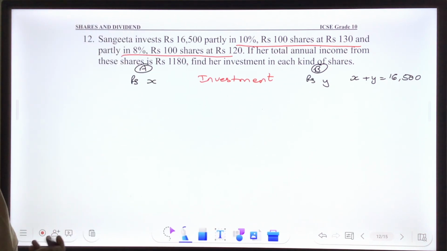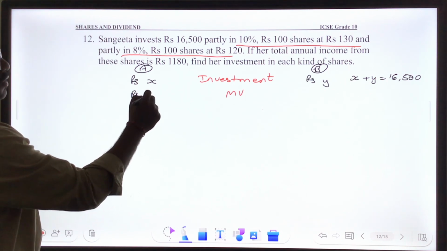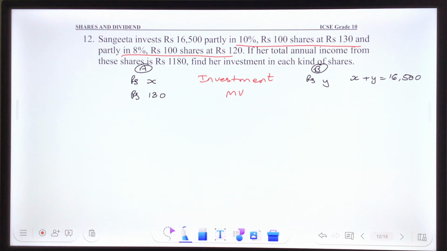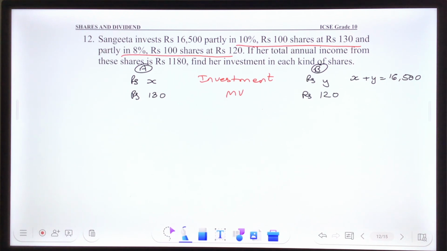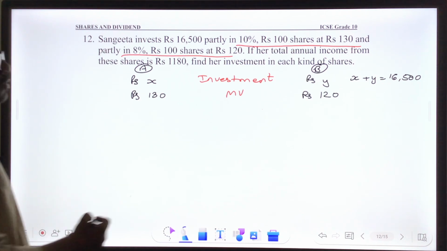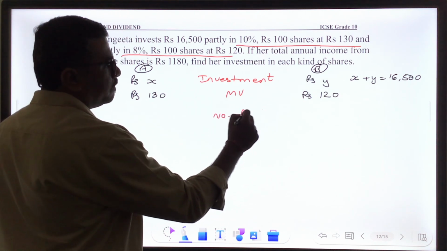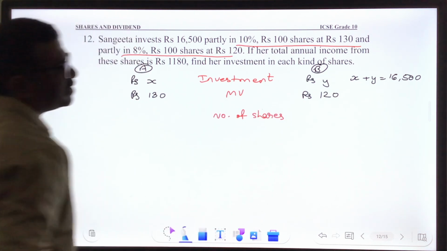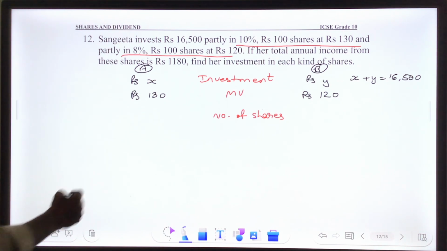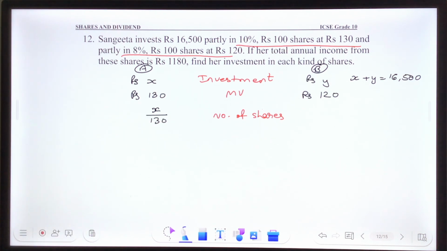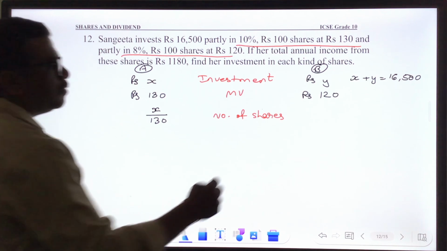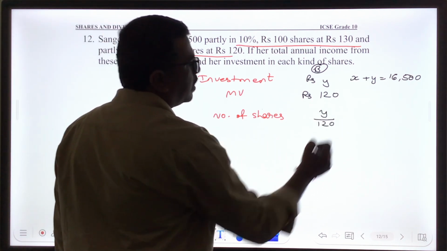Now the market value of the shares in both the companies. Market value for company A is rupees 130 and in company B it is rupees 120. So based on investment and market value, we can calculate the number of shares. The number of shares purchased in company A is investment X divided by market value 130, and in company B, it will be Y divided by 120.